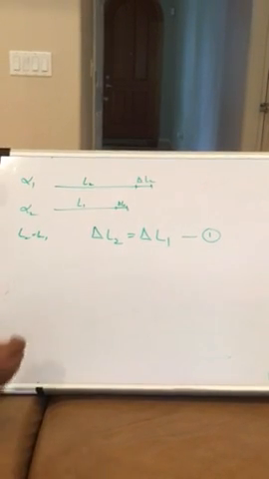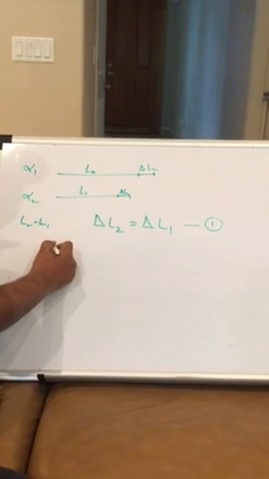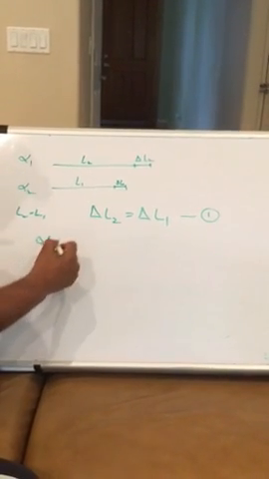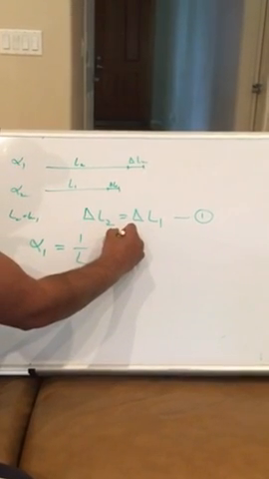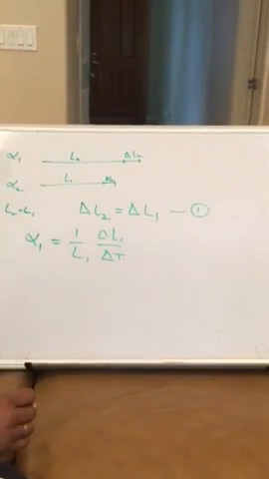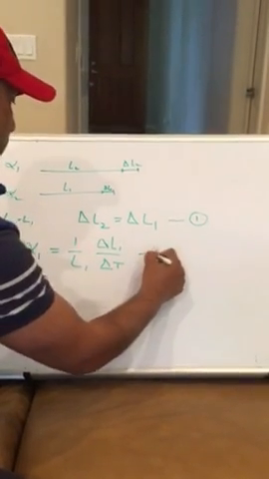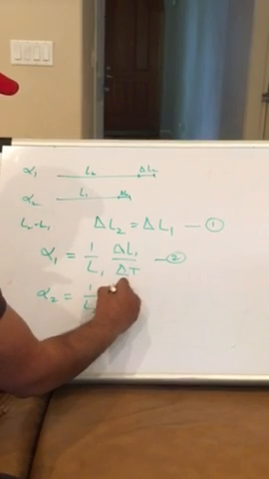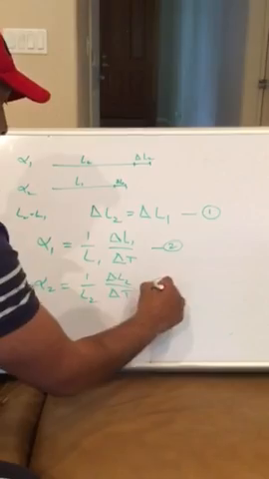Let's find out what is the equation for expansion, or what is the coefficient of expansion. The formula for that is alpha 1 is 1 by L1 times delta L1 divided by delta T. T is the change in temperature. Delta L1 is the change in length. This is equation 2, and equation 3: alpha 2 is nothing but 1 by L2 times delta L2 divided by delta T. This is equation 3.